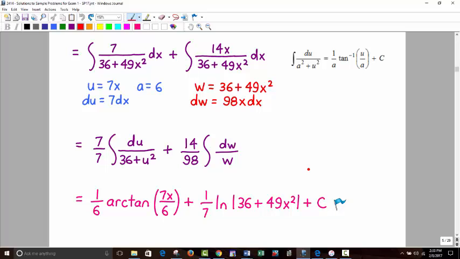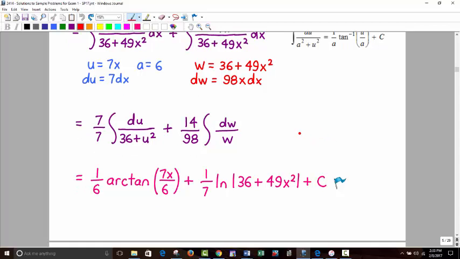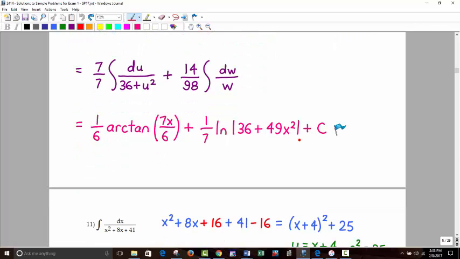Oftentimes on a test, I've seen students who end up with both parts of that answer being arctan or something, but no, this one's definitely natural log, because obviously the key difference was that x in the numerator. So we have natural log of the u, which is 36 plus 49x squared, and then that reduces to 1 over 7 plus c. So there we go. That was kind of an interesting problem, you know, split it in two and two separate techniques.